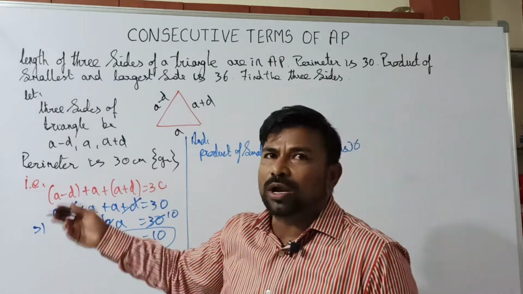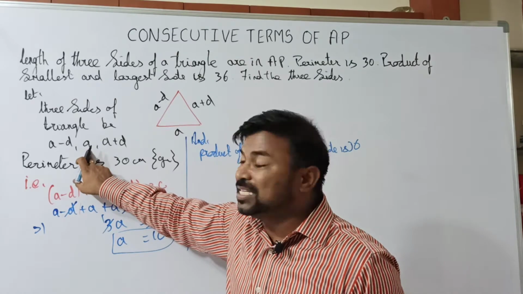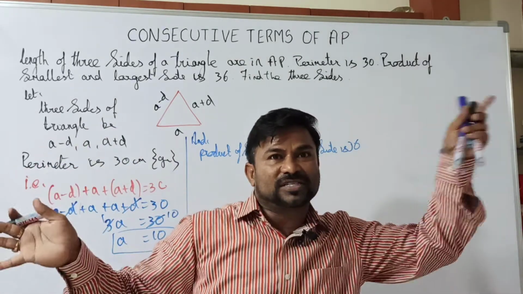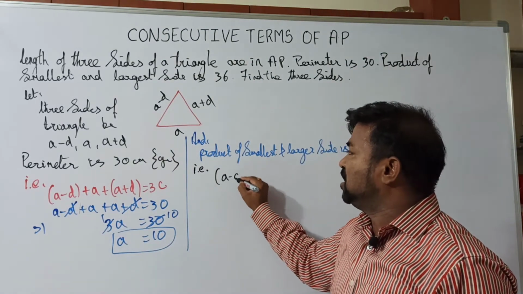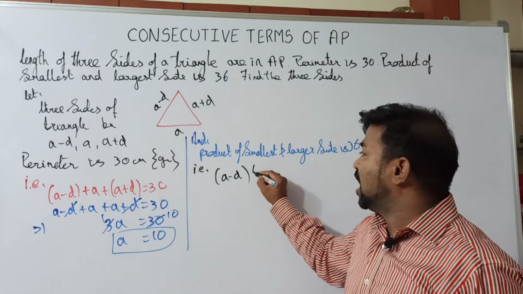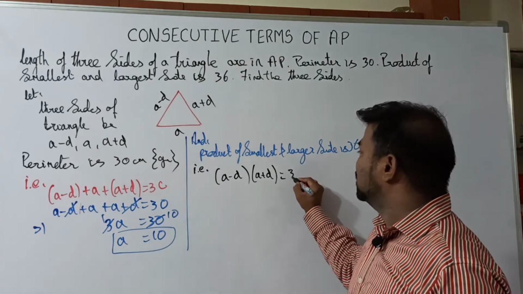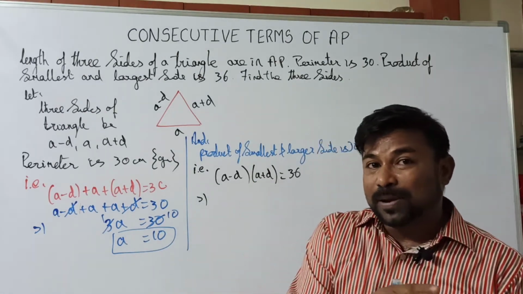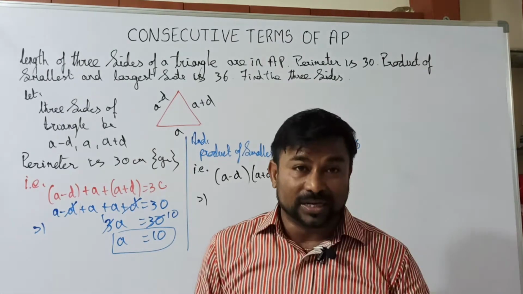So which is the smaller and which is the larger? We don't know, but we can assure you that the middle one is not the smallest or the largest. The extremes are the first and the last. Let's go like this: A minus D, let us assume, is the smallest, and A plus D is the largest. And what he says is nothing but 36. Now if you check it out, it is in the form of (A plus B) into (A minus B), which is nothing but A square minus B square.